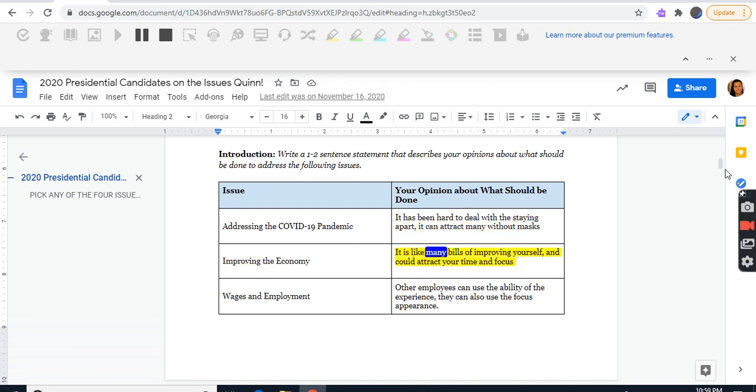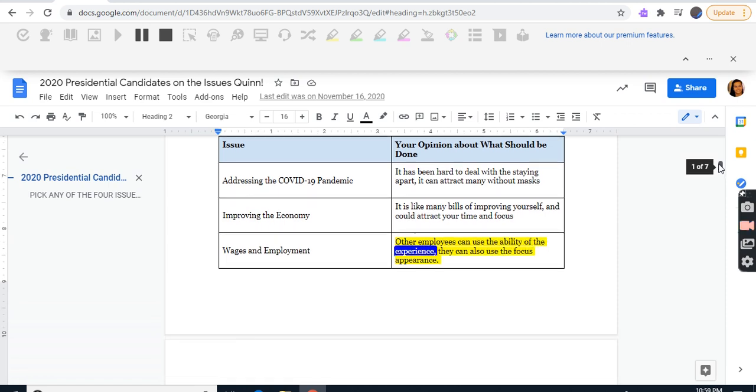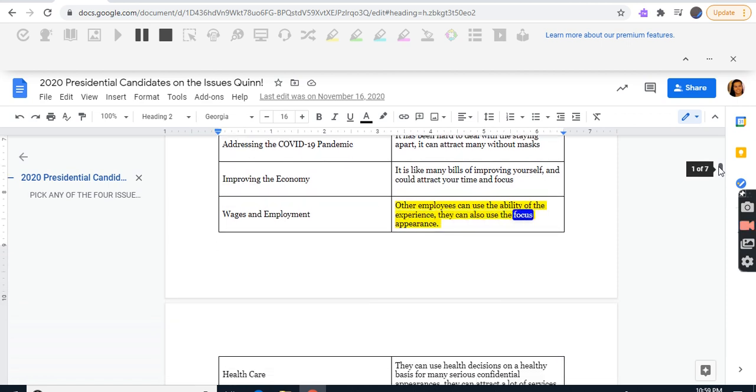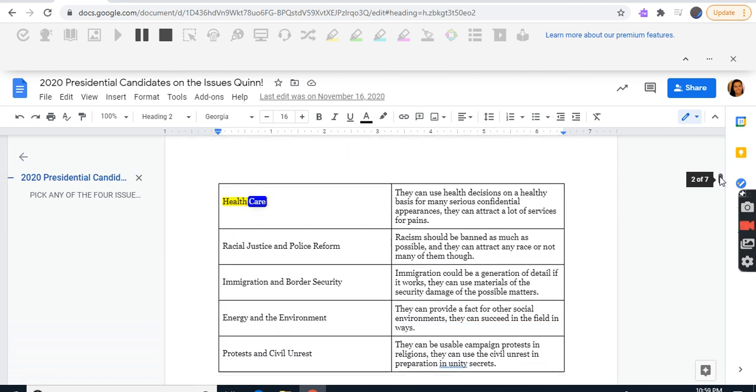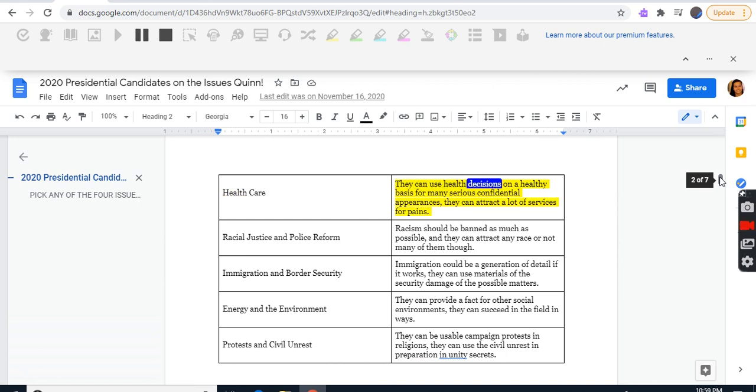It is like many bills of improving yourself and could attract your time and focus. Wages and employment. Other employees can use the ability of the experience. They can also use the focus appearance. Health care. They can use health decisions on a healthy basis for many serious confidential appearances. They can attract a lot of services for pains.